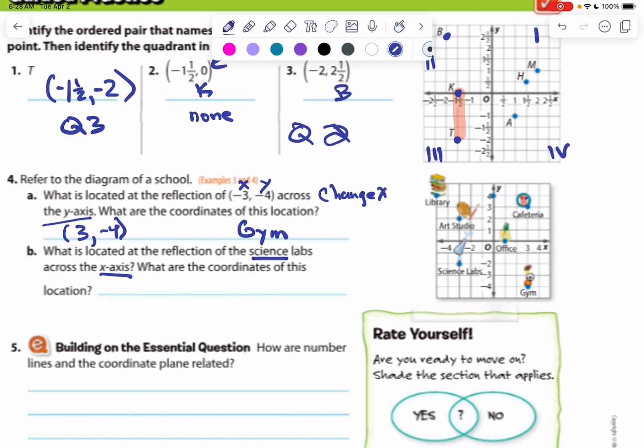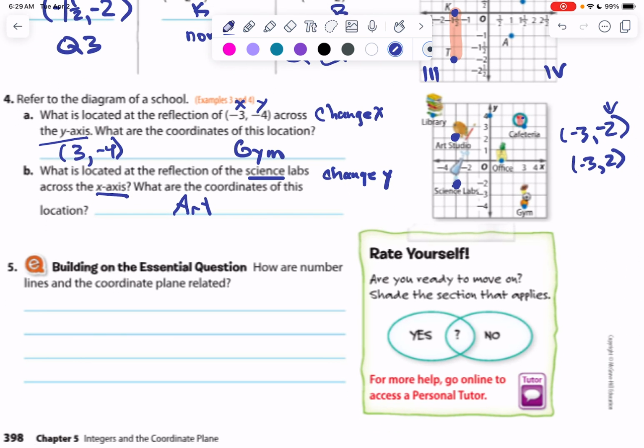What is located at the reflection of science labs across the x-axis? Science labs, let's find them. Here's the science labs, and it's across the x-axis, so we'll change the y. Science labs is at 1, 2, 3, negative 3, comma, negative 2. So if we change the y-axis, that becomes negative 3, comma, positive 2. And what is there? The art studio. Okay.